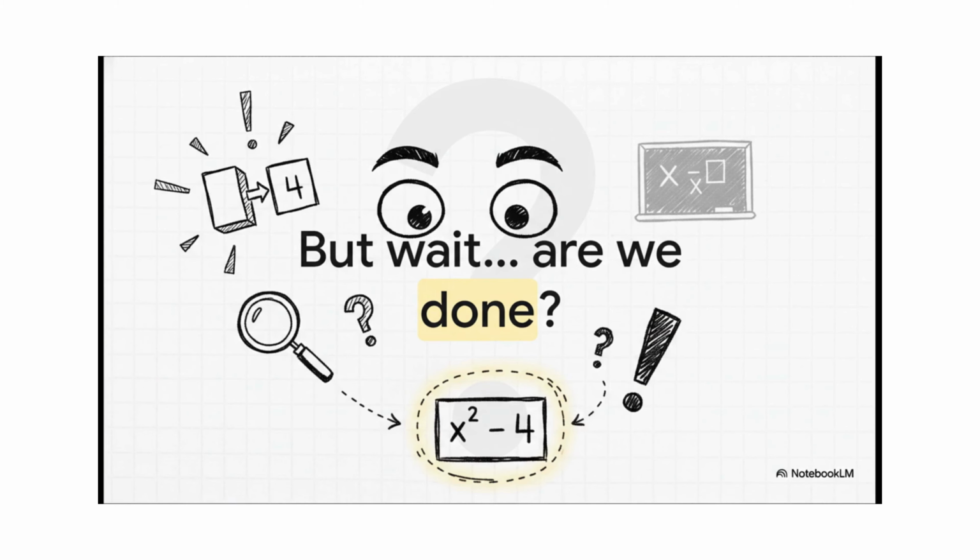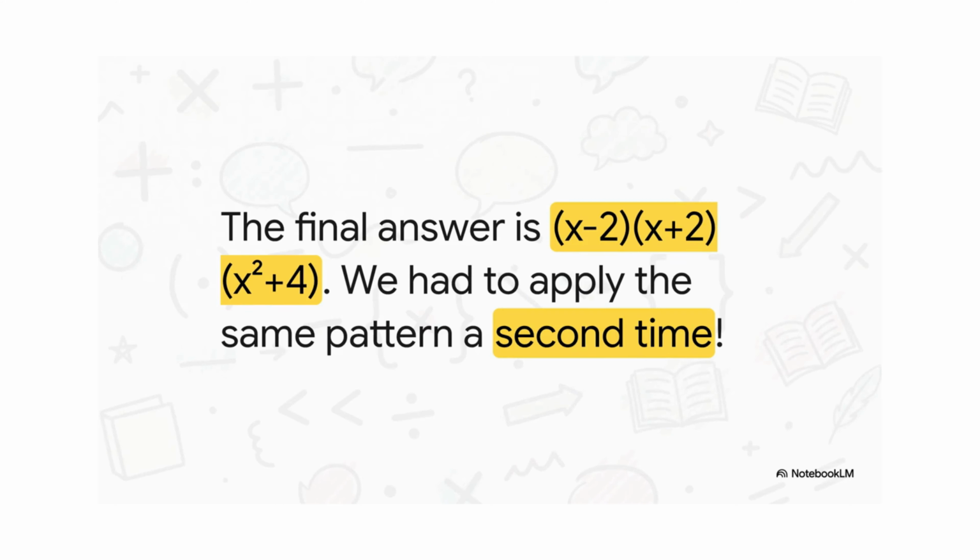So take a closer look at that first term, x squared minus 4. Does that look familiar too? Of course it does. It's another difference of squares. It's x squared minus 2 squared. So we can apply the exact same identity a second time. And that gives us our final, completely factored answer, x minus 2 times x plus 2 times x squared plus 4. How cool is that?